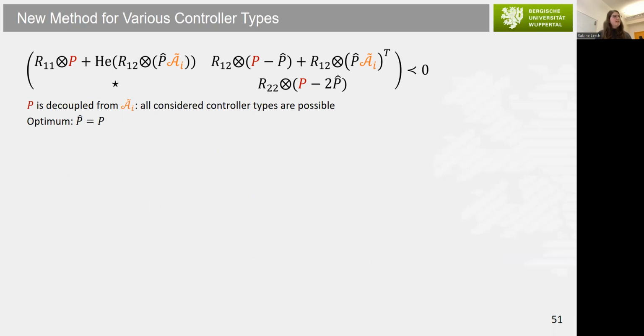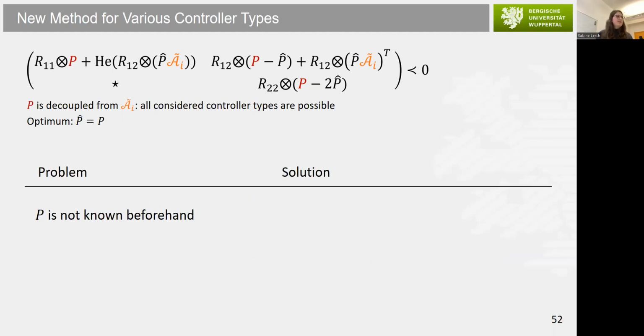And as I already said, the optimum would be that P hat equals P, because then we solve the original inequality. And yeah, the problem, of course, is that we cannot just set P to P hat, because P is a decision variable, so it's not known beforehand. But we can initialize P hat, for example, by the identity matrix, and then start an iteration where we update P hat by P of the last feasible iteration step.